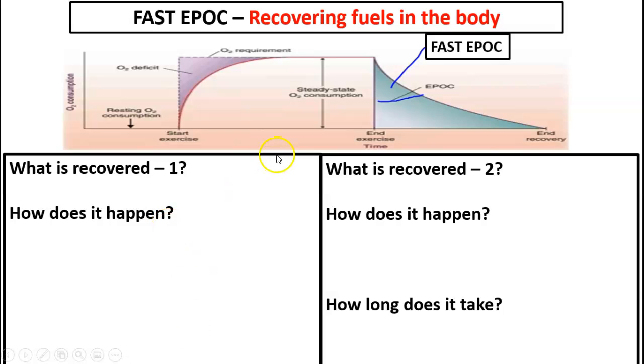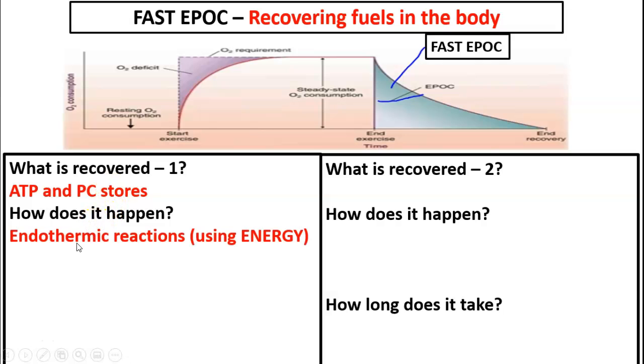Let's have a look. We need to know what's recovered first, how does it happen, and then how long does it take. From what we just looked at on the other slide, the first thing we need to recover is ATP and PC stores. In order to understand how it happens, we have to know this. Now this is the real technical detail you need to understand. In order to recover ATP and PC stores, we need to use endothermic reactions. If you remember, endothermic reactions are those reactions that use energy to rebuild smaller elements into a larger molecule.